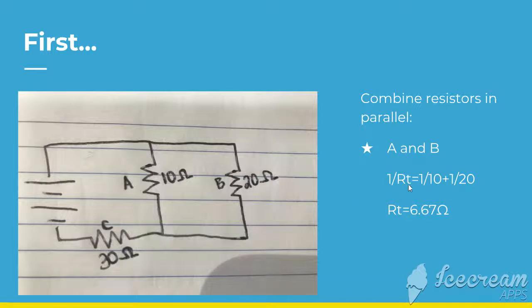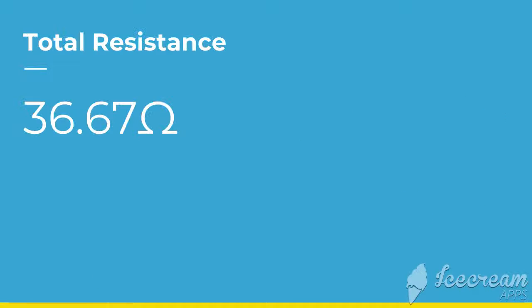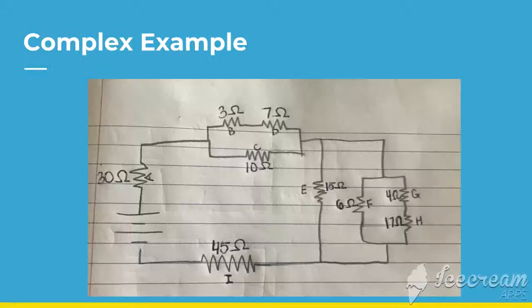So 1 over the total resistance equals 1 over 10 plus 1 over 20. So you would take the inverse of these and it would be 6.67 ohms. So AB equals 6.67 ohms. So this would be our new updated circuit once we combine these. So now that both of them are in series, we can just add AB and C and get a total of 36.67 ohms for the whole circuit.